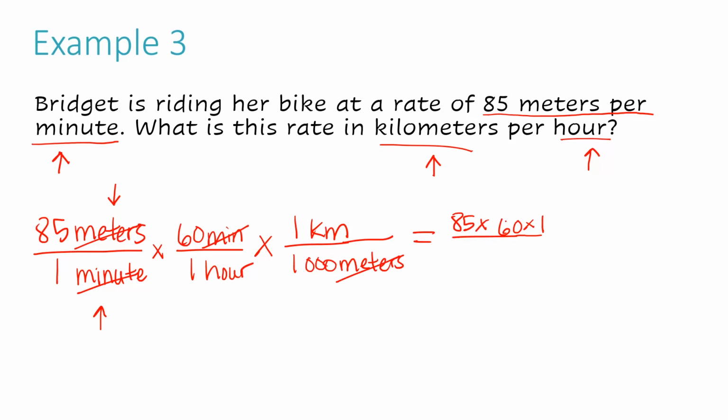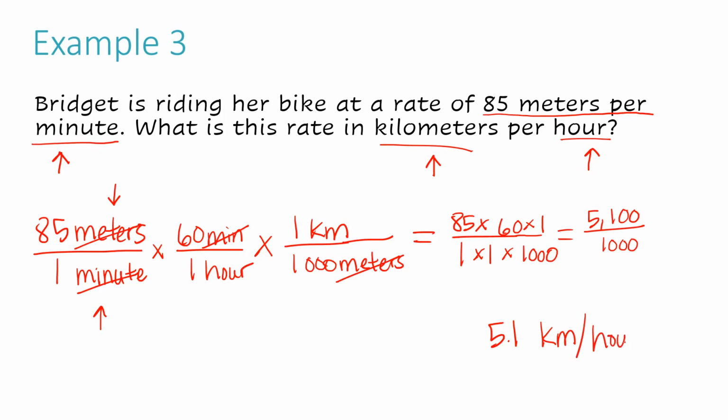Now I'm gonna multiply all the numbers that are in my denominator. So I have 1 times 1 times 1,000, okay? Now, when I multiply all of these together, I get 5,100 in my numerator and I get 1,000 in the denominator, okay? And when I divide my 5,100 by 1,000, I get 5.1 kilometers per hour. And that's exactly what our question asked us to get. They wanted to know the rate in kilometers per hour. So I'm going to circle that.